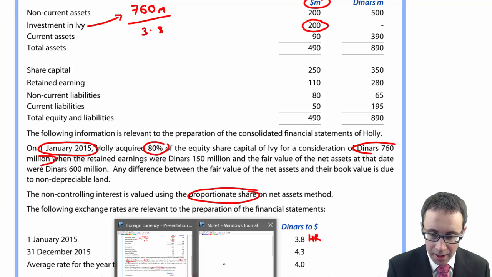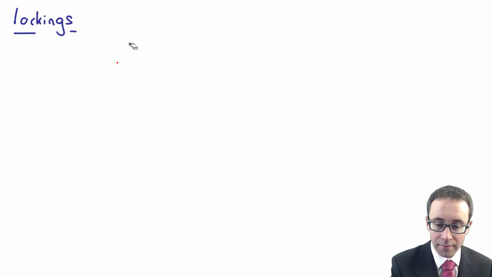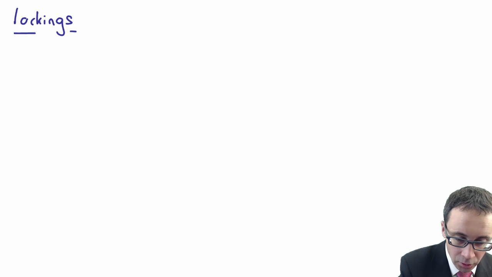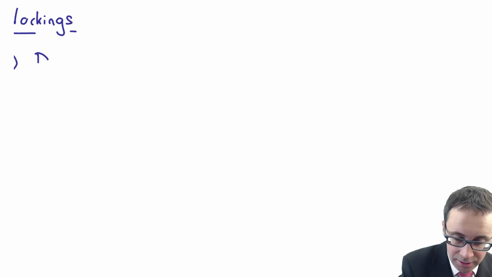So let's go through and start things up. Grab yourselves a separate page of paper. We'll look at the statement of financial position first, and then we will focus on profit or loss. When we're looking at the position statement, we're going to focus on the workings. Again, we'll ignore working number 1. We'll start off with working number 2, the net assets.